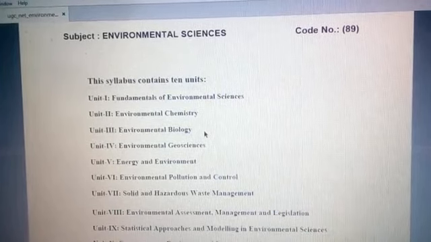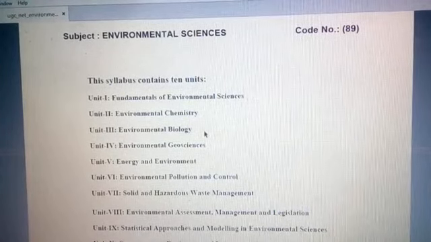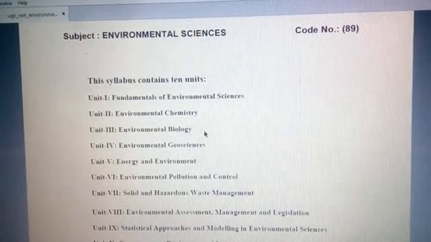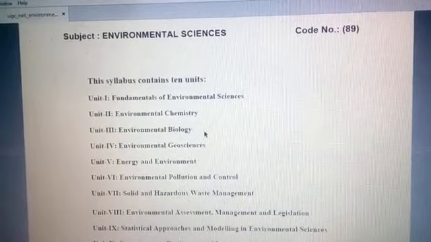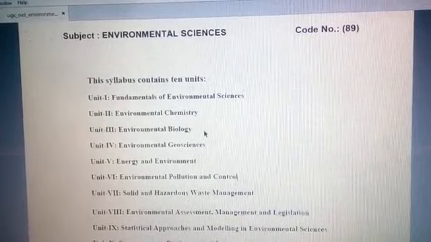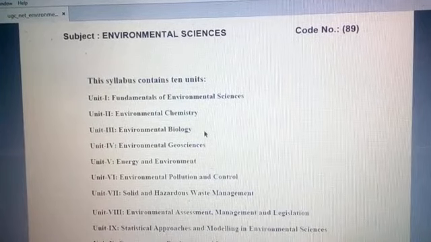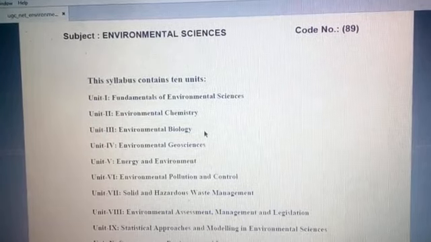Unit 7 is Solid and Hazardous Waste Management, and the next one is Environmental Assessment, Management and Legislation. Unit 9 is Statistical Approaches and Modeling in Environmental Sciences, and Unit 10 is Contemporary Environmental Issues. Now we will discuss this syllabus in detail.